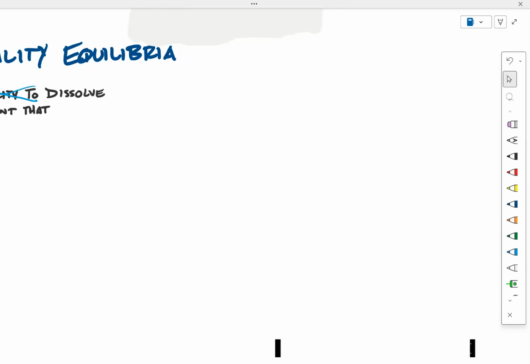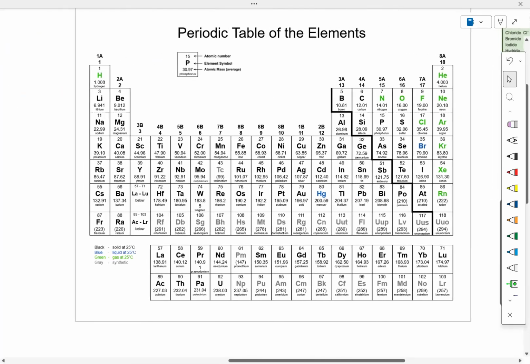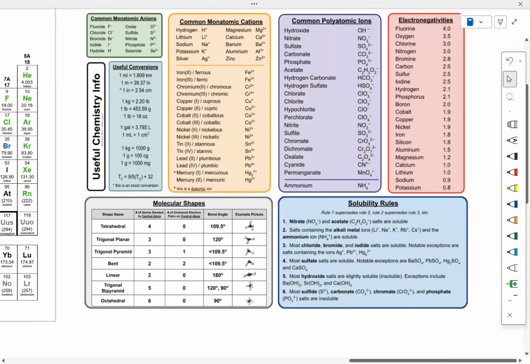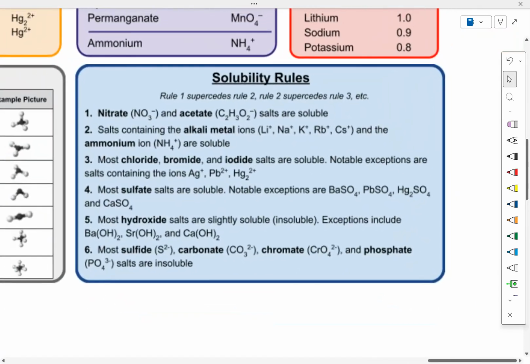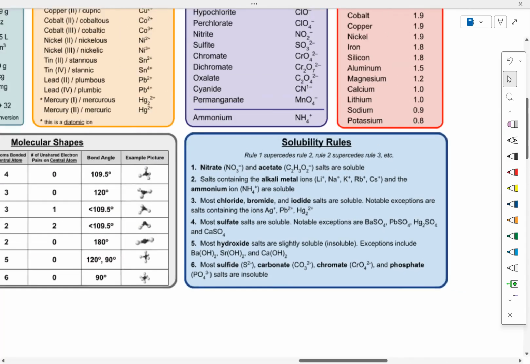You might recall that a good periodic table may have on it some solubility rules that help you predict which things dissolve and which things don't. And when we studied this before, it was an either or, either it dissolves or it doesn't dissolve. In reality, there's actually a degree of dissolution that takes place. So now we're going to start quantifying how much of it actually dissolves.